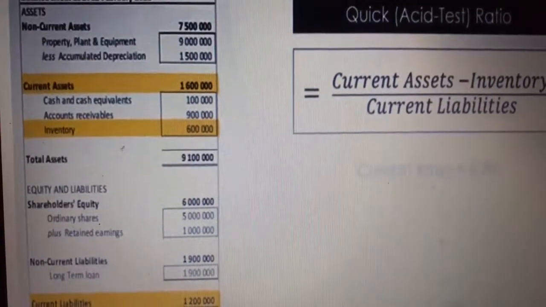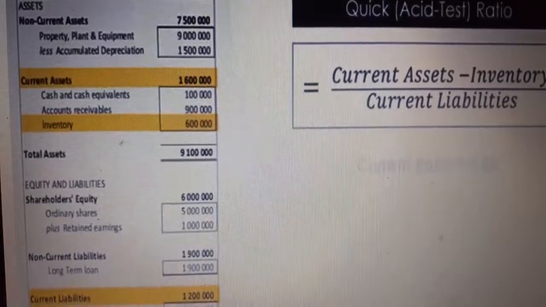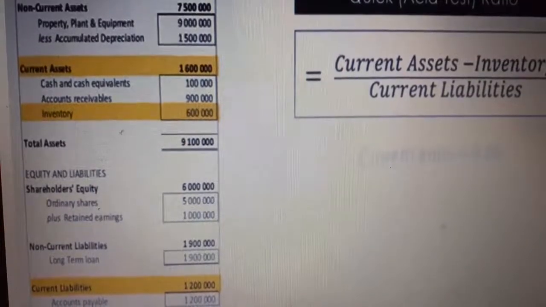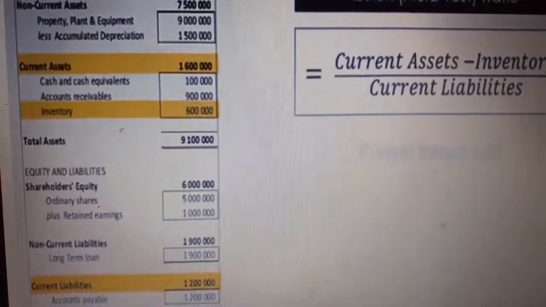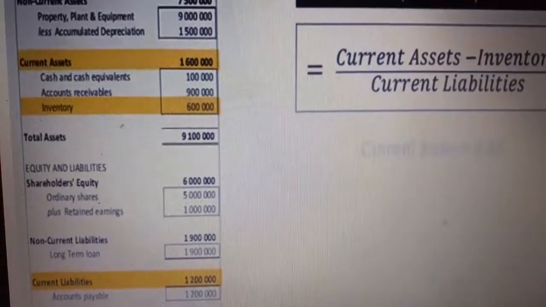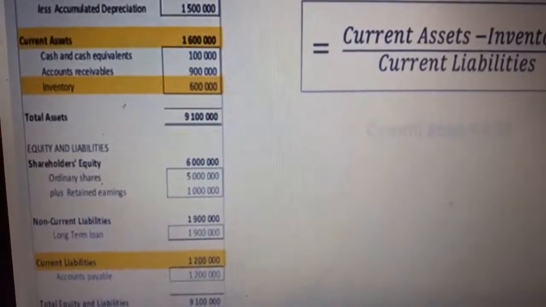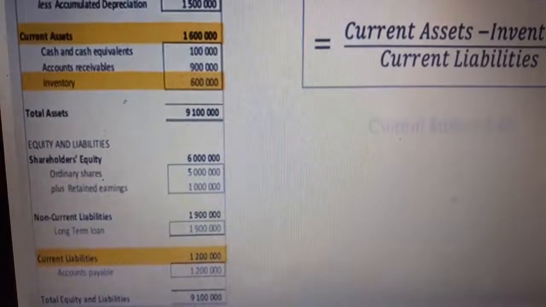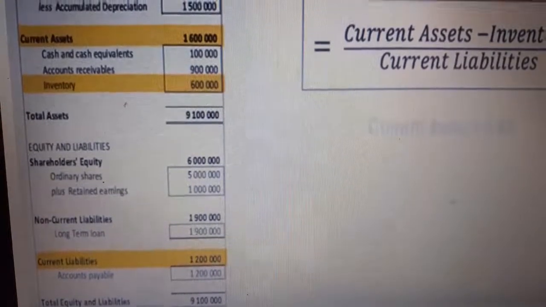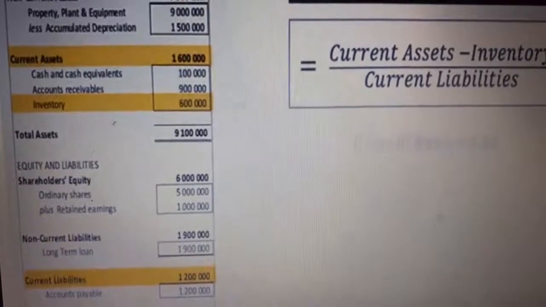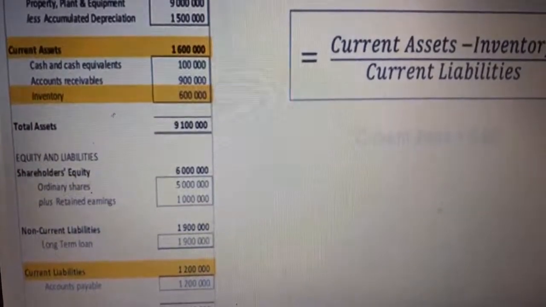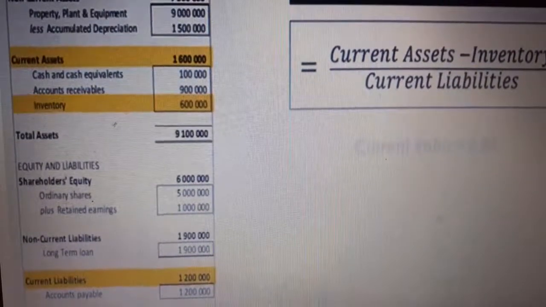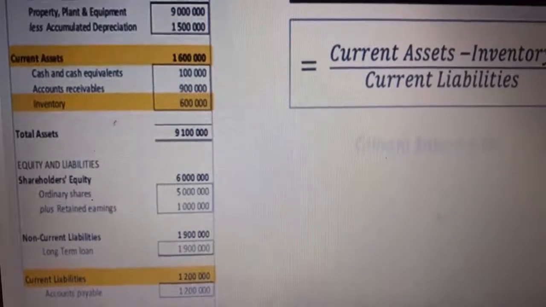And this is the quick or acid test ratio, current assets minus inventory divided by current liabilities. Here current assets available are 910,000 divided by current liabilities, and the ultimate result is 0.88. And in this way you can find out the other remaining forms of liquidity ratios.